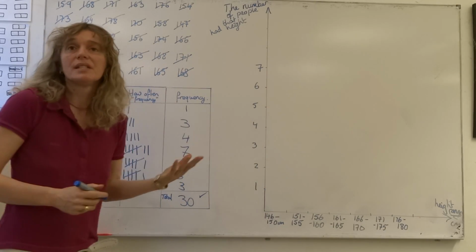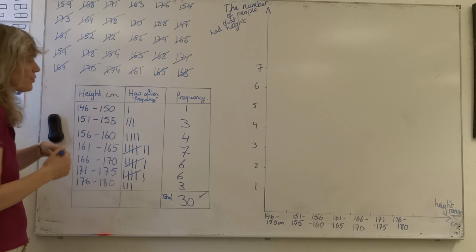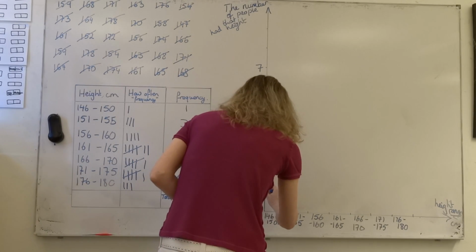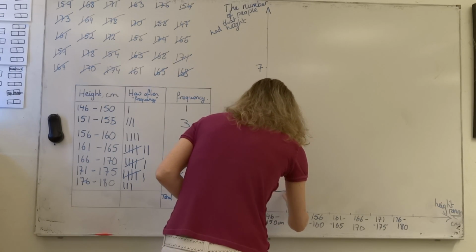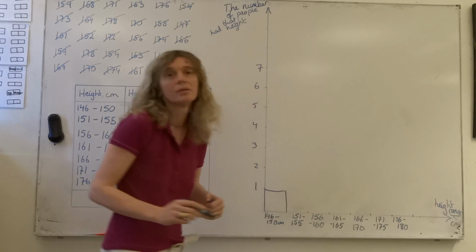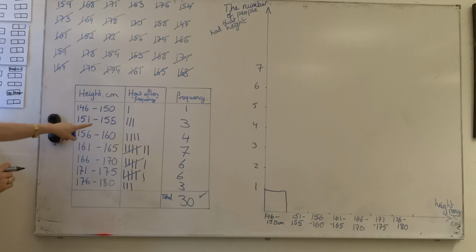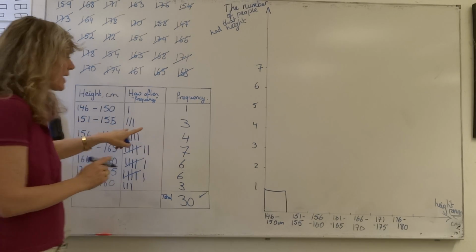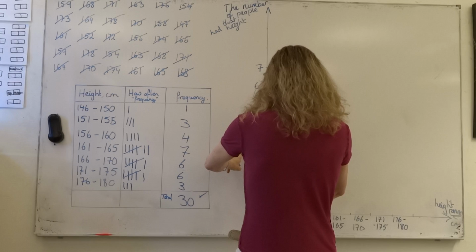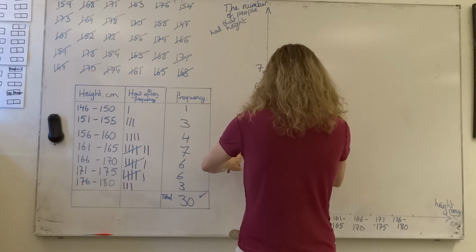And now we just fill in the table. How many people were in this range? There was only one person. So, and you should do this with your rulers. I'm not going to do it with mine because when I use mine on the board it rubs off everything else. There were 3 people in the next height range. So the next height range had 3 people in.